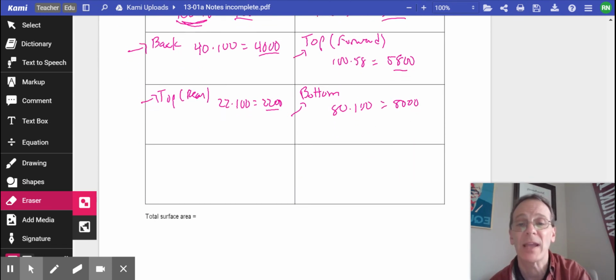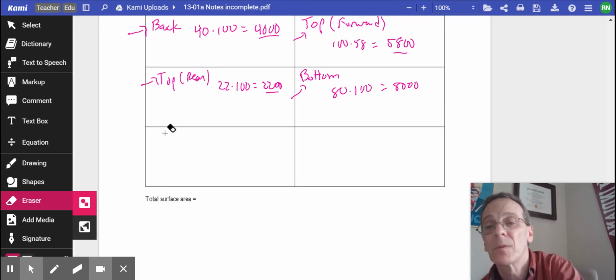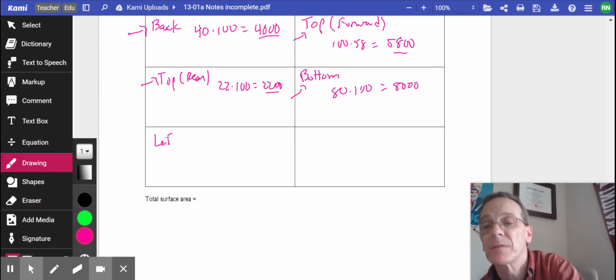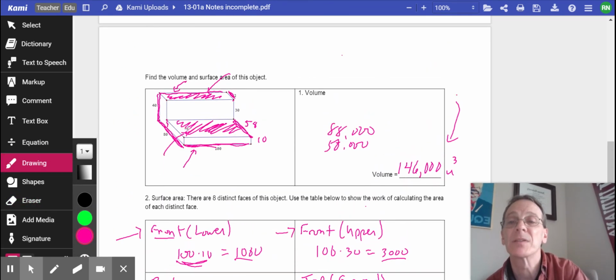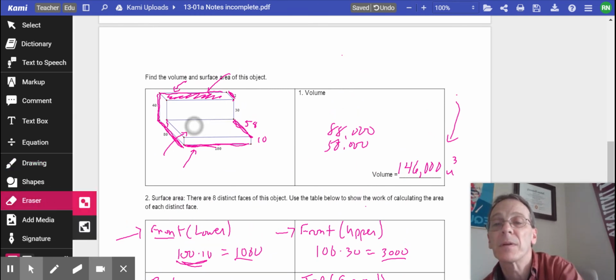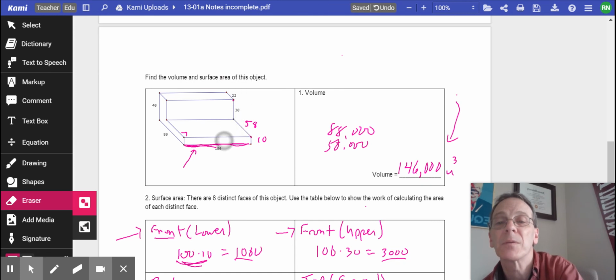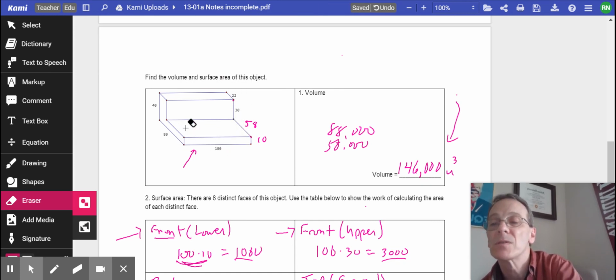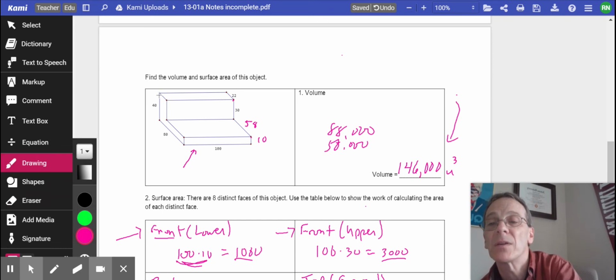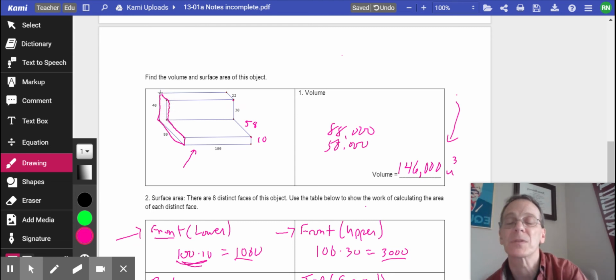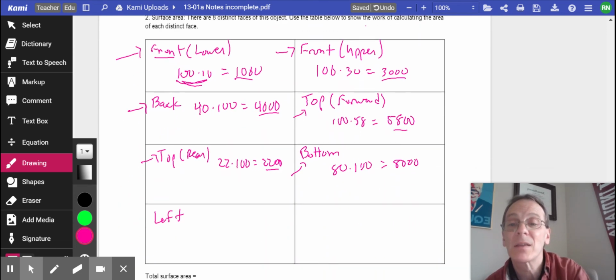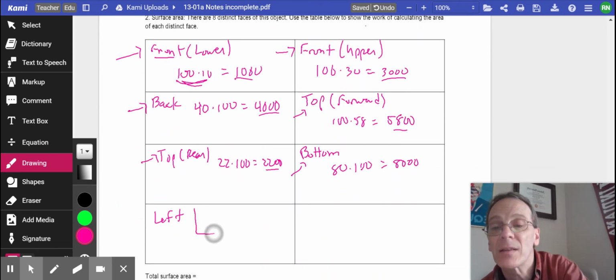Now, we still have a left and a right. The left, we can see. Let's get rid of all of those edges again. So the left is here. Now the left is not a nice rectangle like any of those other surfaces, but it's a combination of rectangles. It's an L, right? The left basically looks like this.